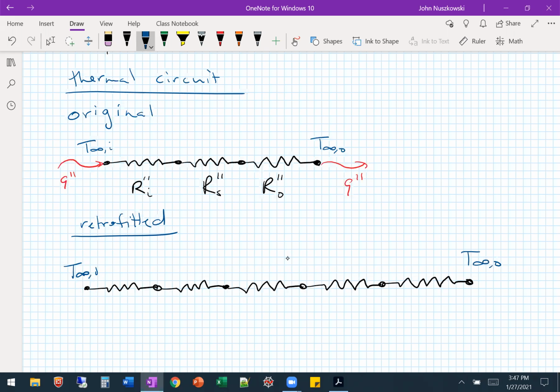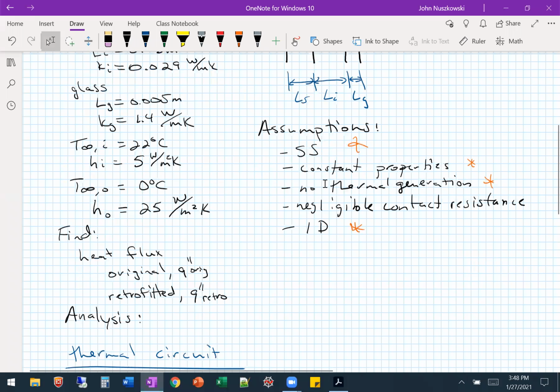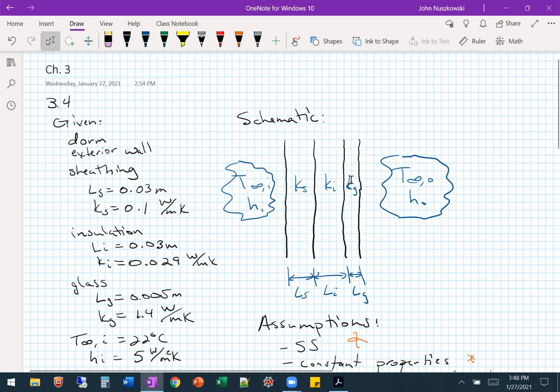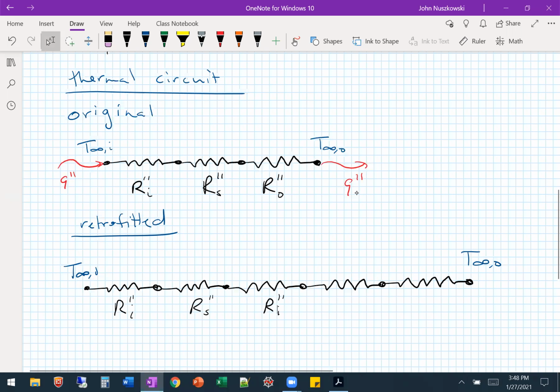For those resistances, are 2 of them convection and 3 of them conduction in this case? Yep. So we have our convection on the left, sheathing. Then we have the insulation, and then we have the glass. And then we have our outside convection.